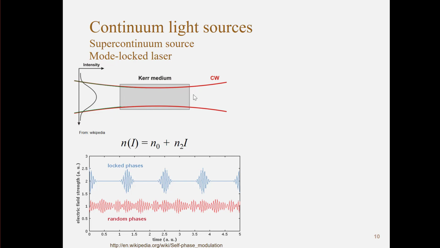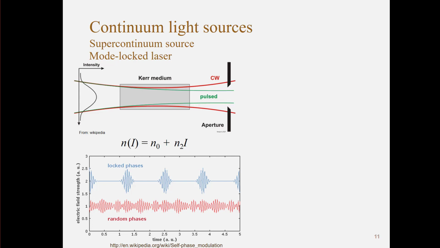Now what does this mean? Well, it means that in the middle where we have higher intensity, we will get a higher index of refraction. On the sides, we will get a lower index of refraction. And this looks just like a gradient index lens. So the higher the intensity is here in the middle, the bigger the difference is from the side, and the more we will focus the beam.